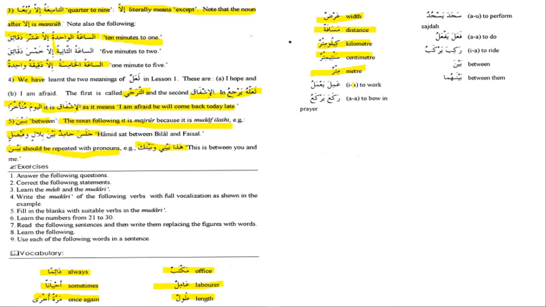And then we have some madi mudari: amila, ya'malu; raka'a, yarka'u; sajada, yasjudu; fa'ala, yaf'alu; rakaba, yarkabu. Rakaba means to ride. Rakib is like a passenger. Rakaba, to ride in a bus or something. Bayna, between. Baynahuma, between two things. Between them here might be confusing. Baynahum is between more than two. Alright, so we'll begin the lesson, inshallah.